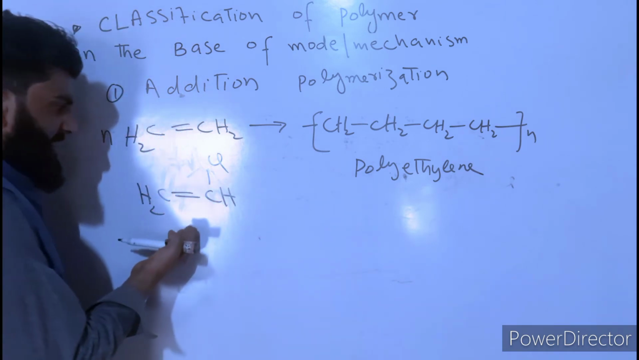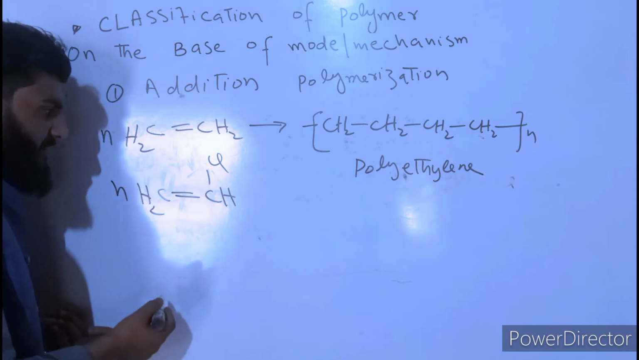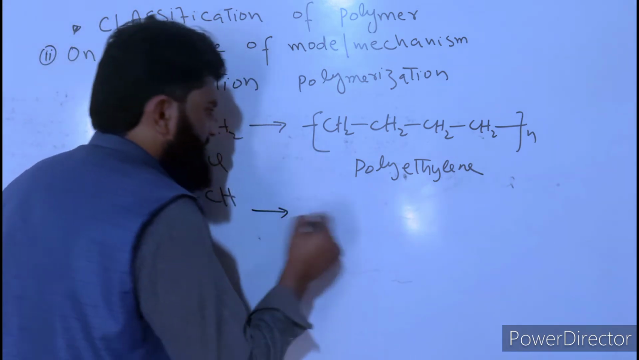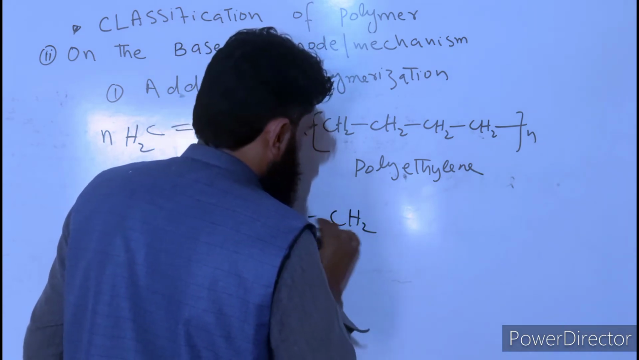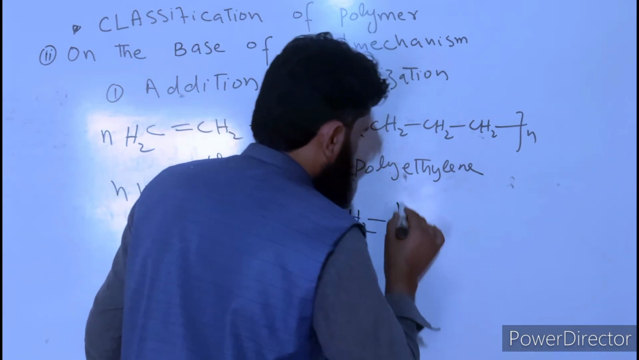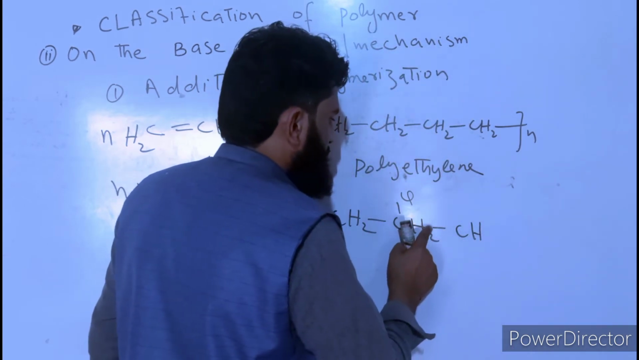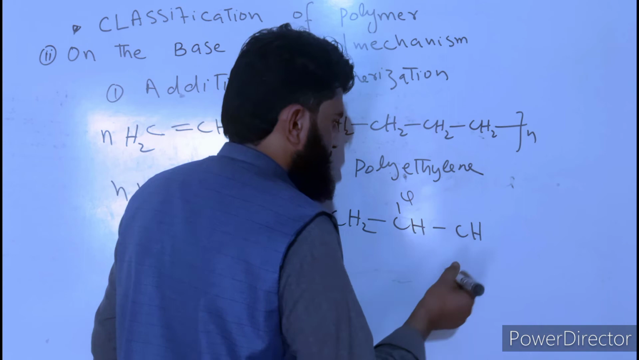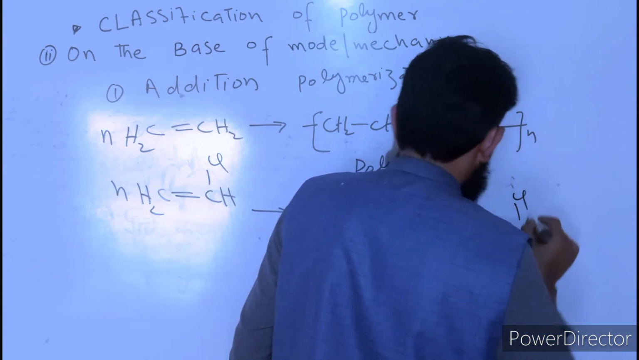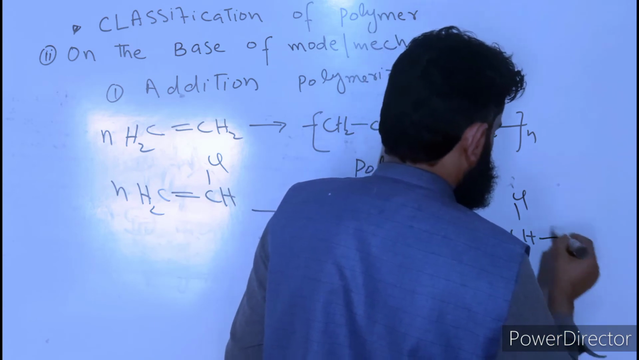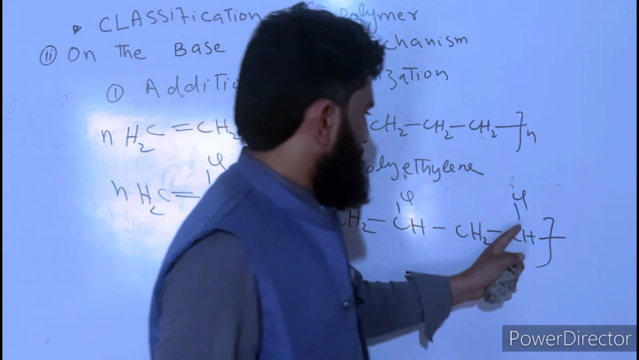vinyl chloride. For example, this is a molecule of vinyl chloride. When n molecules of vinyl chloride combine, they form a long chain compound, that is polyvinyl chloride. Polyvinyl chloride. Clear?